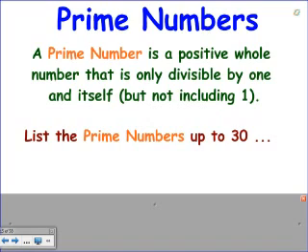So what's the first prime number? 2. Next? 3. 5. 7. Next? No, 11.